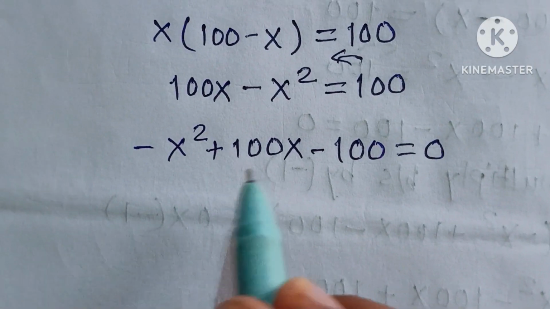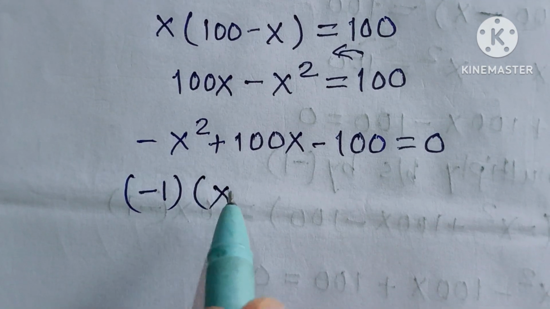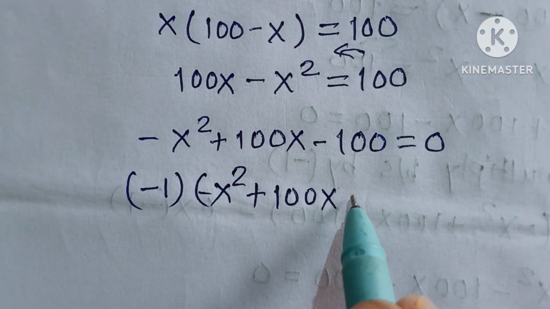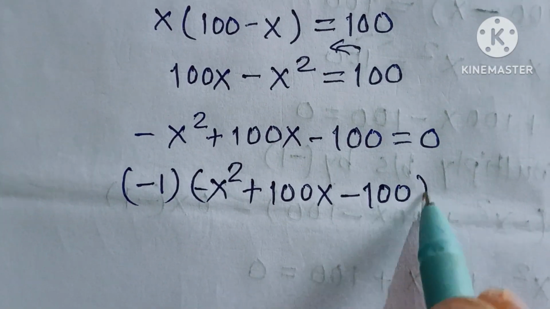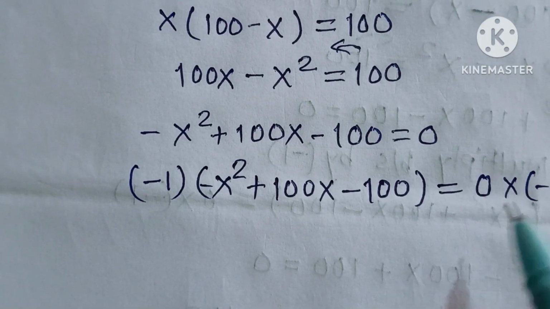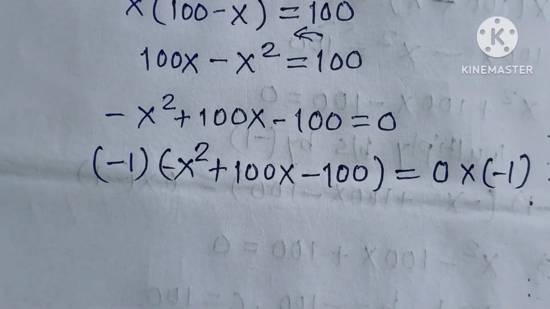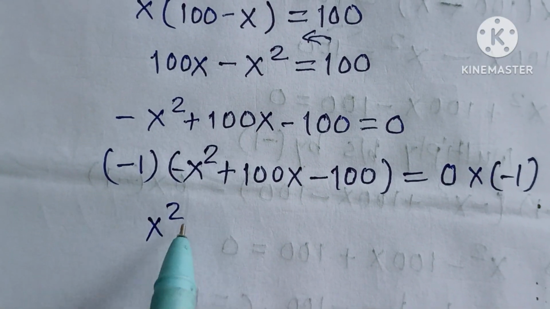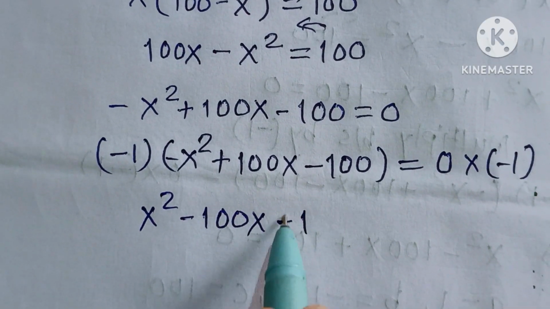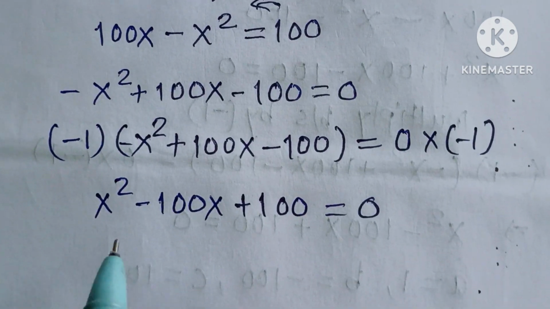Now multiply both sides by minus 1. Minus x square plus 100x minus 100 equal to 0, multiply both sides by minus 1. So we get here x square minus 100x plus 100 equal to 0. Now this is the quadratic equation.